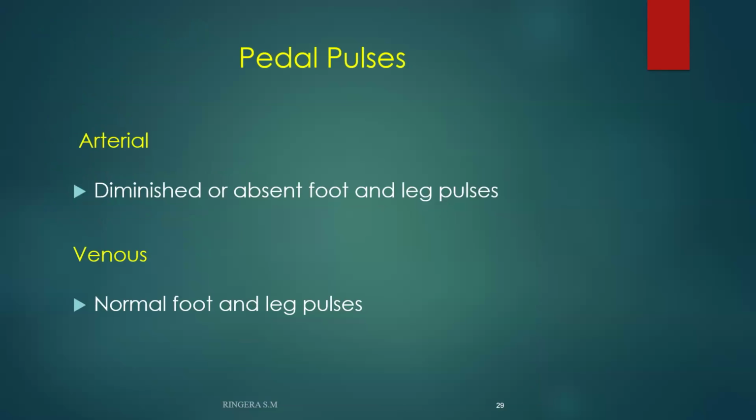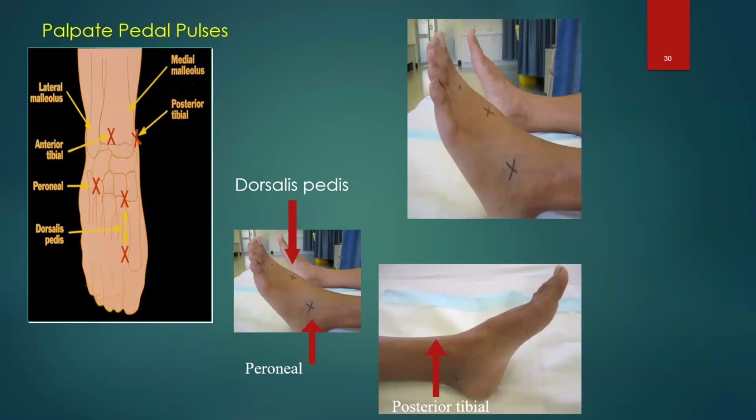Yeah, the pedal pulses will be diminished for the arterial patient, but they could be normal for the venous patient. That's a repetition, and this is for emphasis. Yeah, so the pedal pulses, we are interested in the dorsalis pedis, we are interested in the posterior tibial area. So let's find these pulses. For us to be able to do an ankle brachial pressure index as well, we need to know where these pedal pulses are.